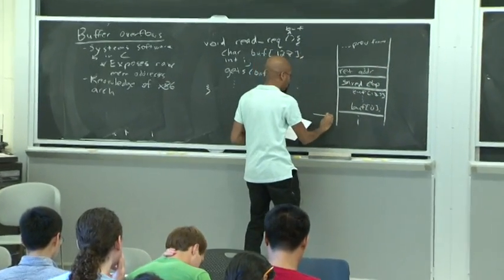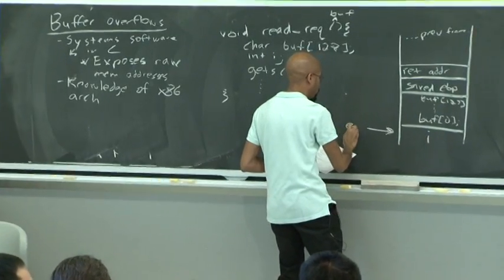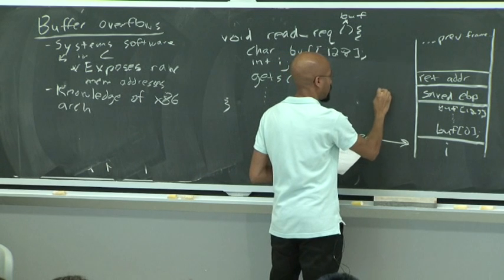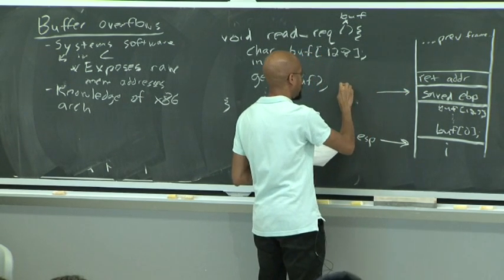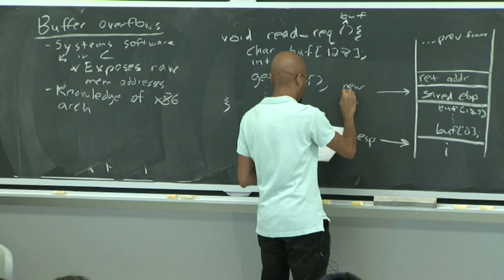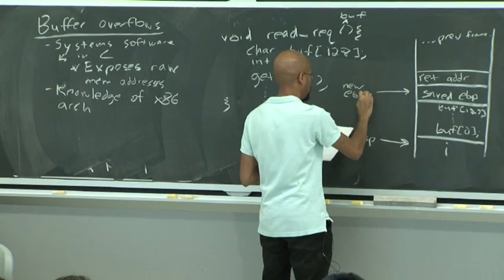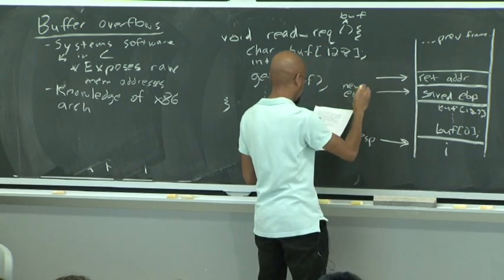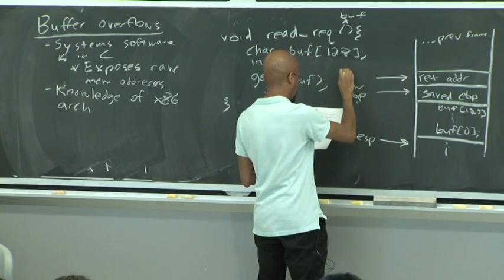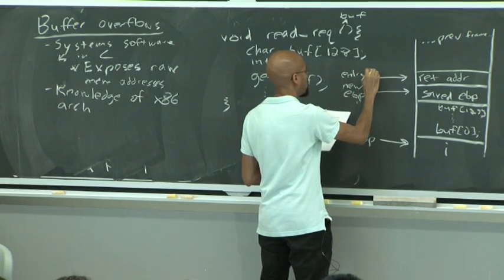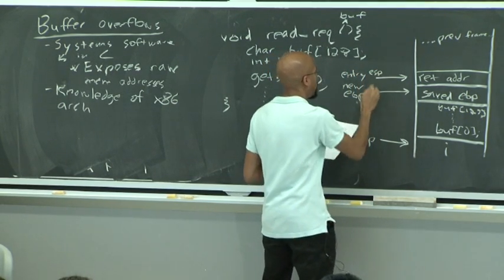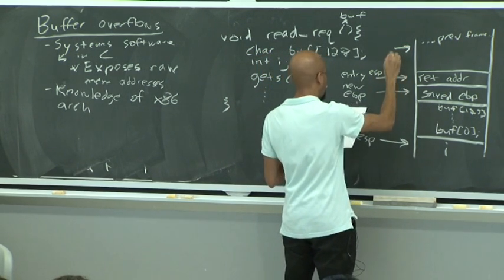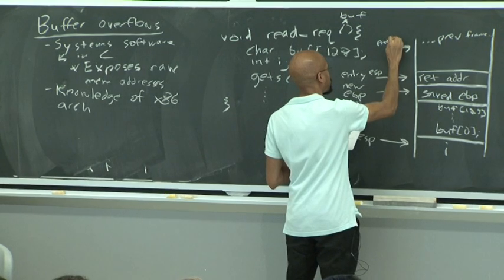And so don't forget, we've got the stack pointer, which goes there. And then we've got the new base pointer, which goes here. The entry stack pointer goes there, and then somewhere up here we've got the entry base pointer.